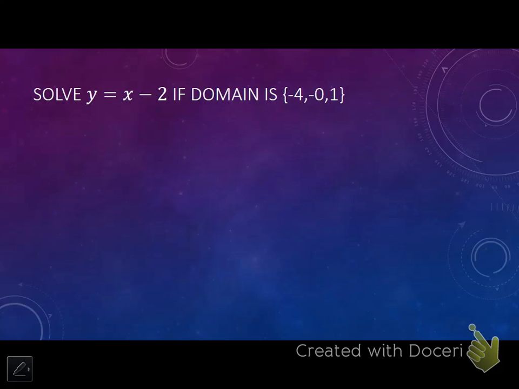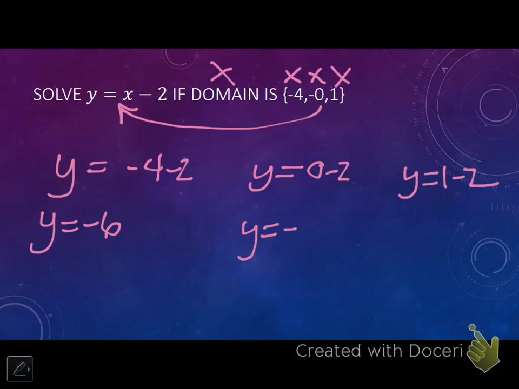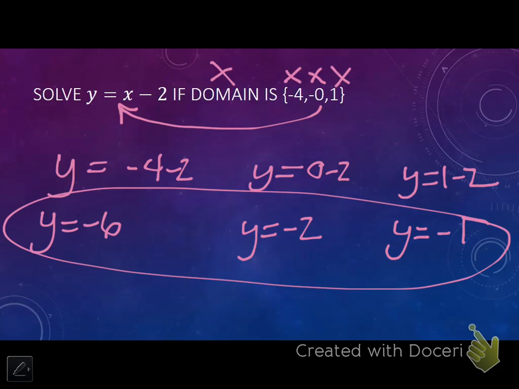Okay, domain: if y equals x minus 2, and the domain is -4, 0, and 1. Well, domain is all my x values. So I have 3 x values here. So I'm just going to plug them in for my x to figure out what my y is. So y equals -4 minus 2, y equals 0 minus 2, and y equals 1 minus 2, because I have to have 3 different y values. So -4 minus 2 is -6, 0 minus 2 is -2, and 1 minus 2 is -1. So here are my 3 answers.